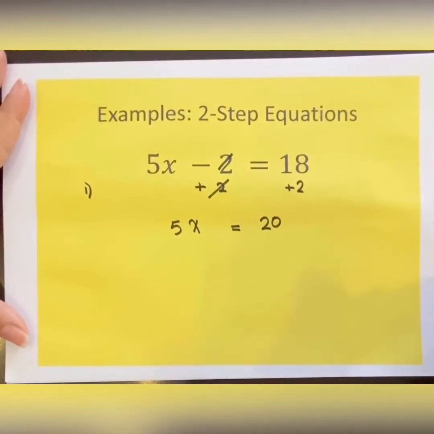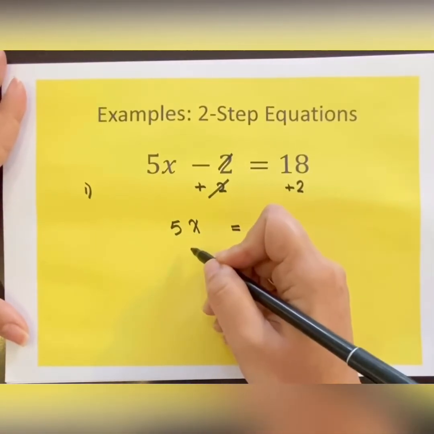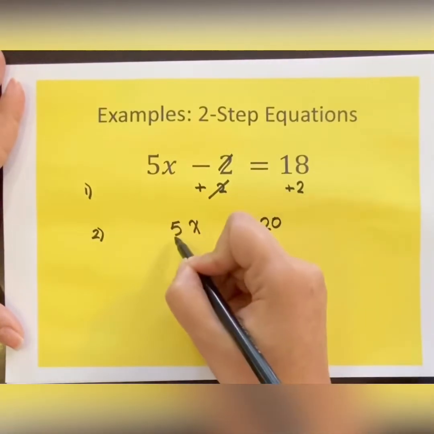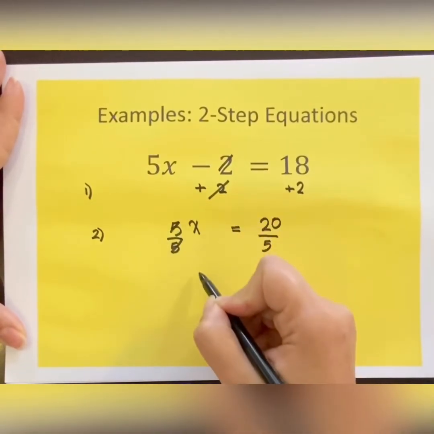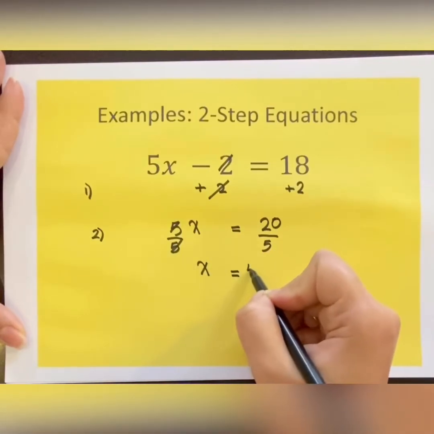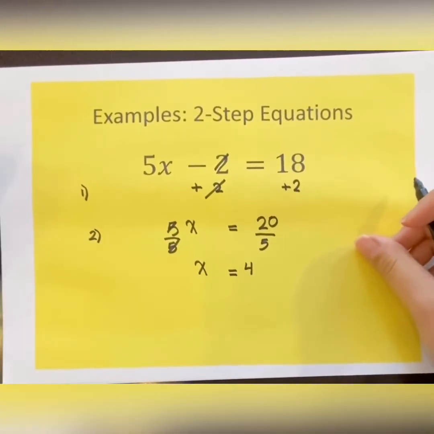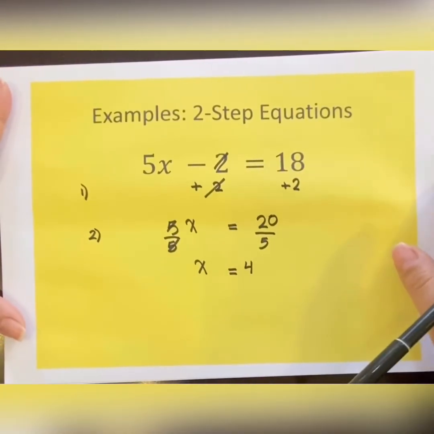So in order to do that, I have to think: what is the operation that we have in here? It's multiplication. In order to get rid of multiplication, we have to divide. So we divide by 5. So x equals 4. As you can see, we solved that equation using 2 steps. Please be careful. Whenever you have multiplication and addition, multiplication and subtraction, division and addition, or division and subtraction, start with the easier one.